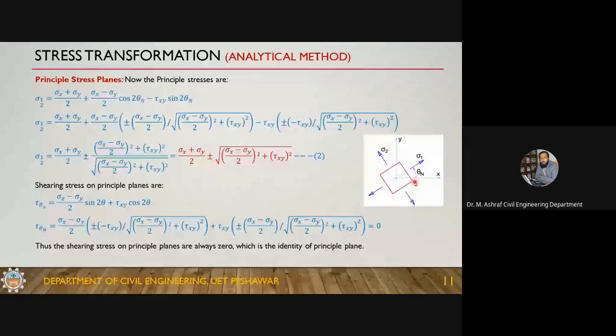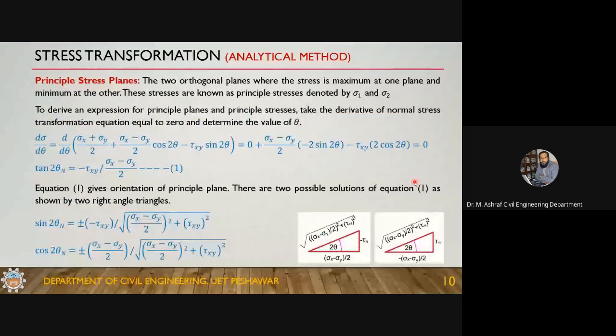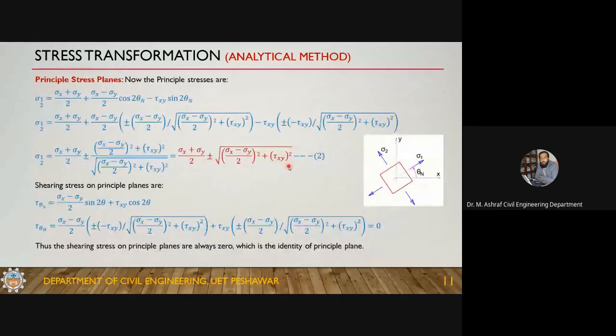So let me repeat this using the maxima and minima principle. I derived an expression for the orientation of the principal plane. Then I plugged in the theta n value, and I got expressions for sigma 1 and sigma 2, the principal stresses. And then I calculated that the shear stress on the principal plane is equal to 0. Okay. Now coming to the next.